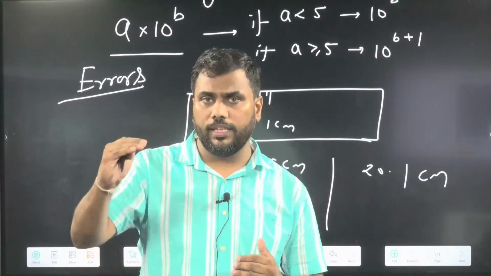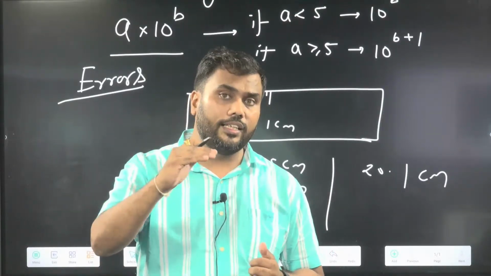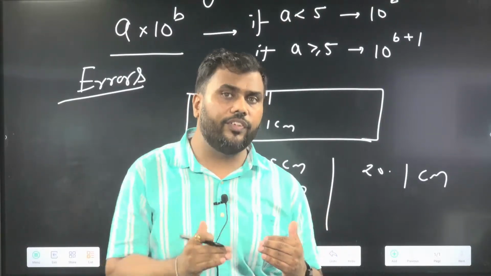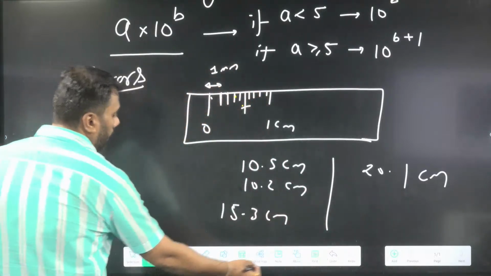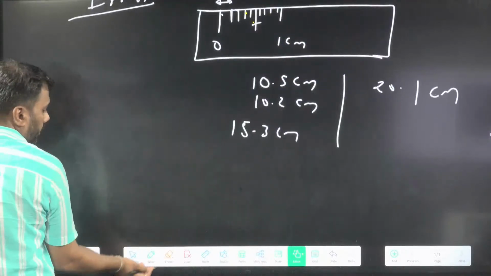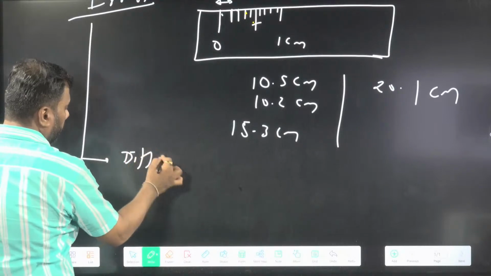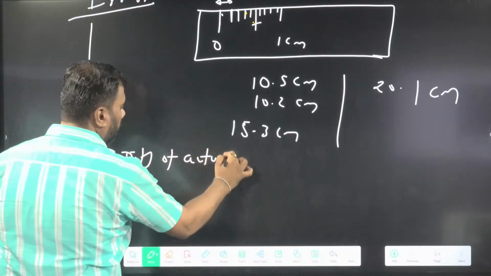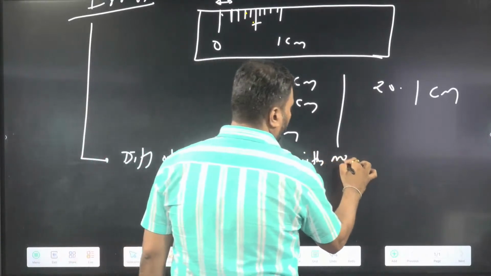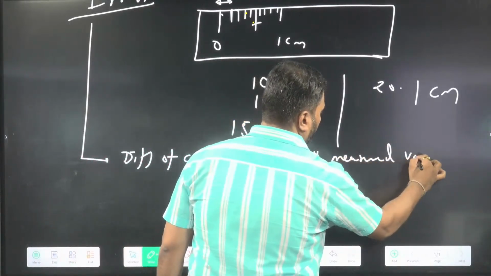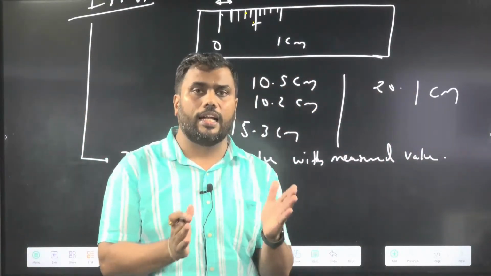If your measurement is not perfect and you don't know the exact value of the physical quantity, then the reading you are getting has some difference from the exact value. That difference is called error. Error in measurement of a physical quantity is the difference of actual value and measured value.